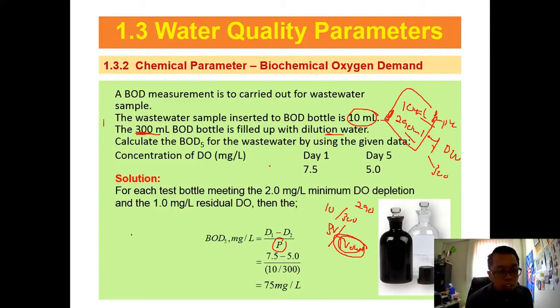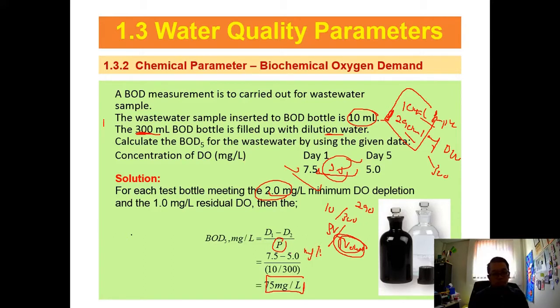In the question given, day 1 is 7.5, day 5 is 5, so the difference is 2.5. 2.5 is acceptable because the difference must be more than 2.0. So divide, and you can get the BOD as 7.75 milligram per liter. Make sure the unit must be milligram per liter, and the volume must be in milliliter.